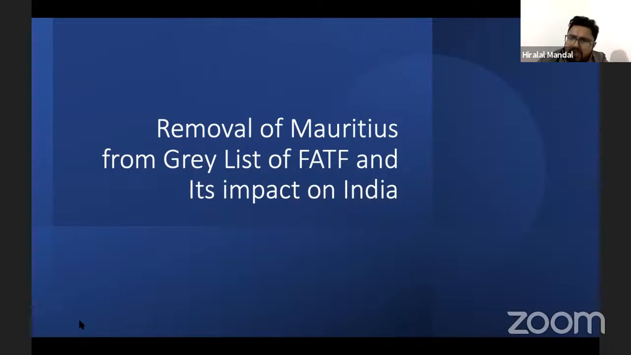Okay. Now let us discuss a similar topic, and there is one topic that is the removal of Mauritius from the grey list. Here we need to understand the grey list. What is the grey list? We also need to discuss FATF and how this removal will impact India. So, removal of Mauritius from the grey list of FATF and its impact on India. We'll discuss what this is, how it is related to India, and how it will affect our country.